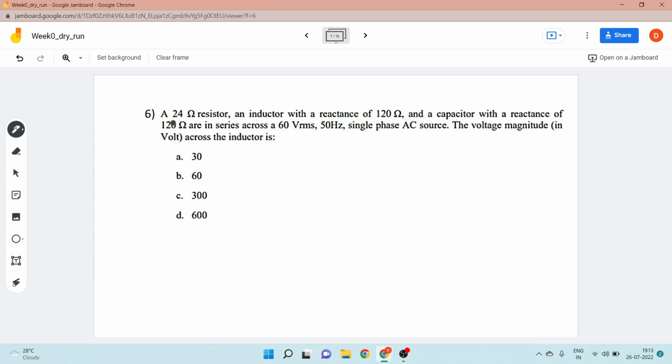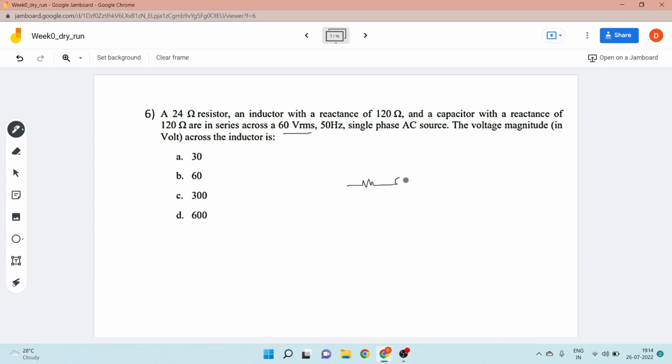which is a 24 ohm resistor and an inductor with reactance 120 ohm and a capacitor with reactance 120 ohm are in series across a voltage supply which has a value of 60 RMS, and the frequency is 50 Hertz. It's a single phase AC source. We have to find the voltage magnitude across the inductor.